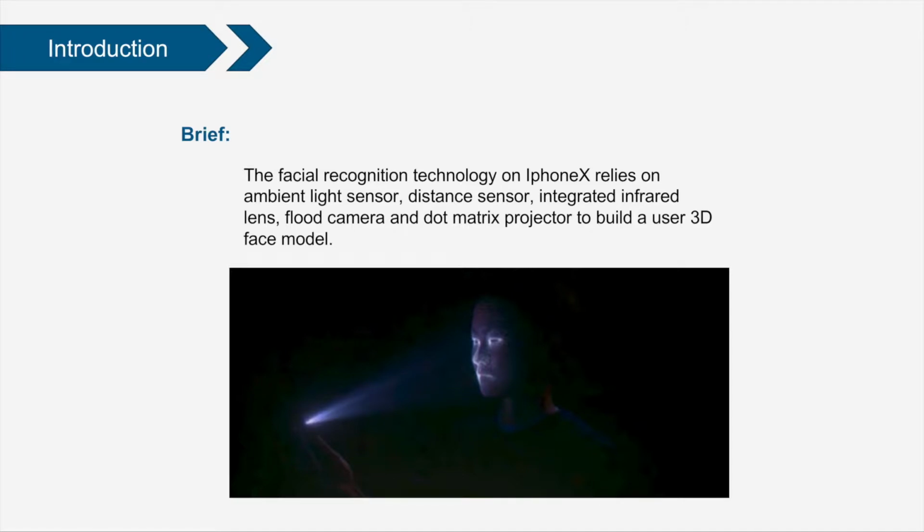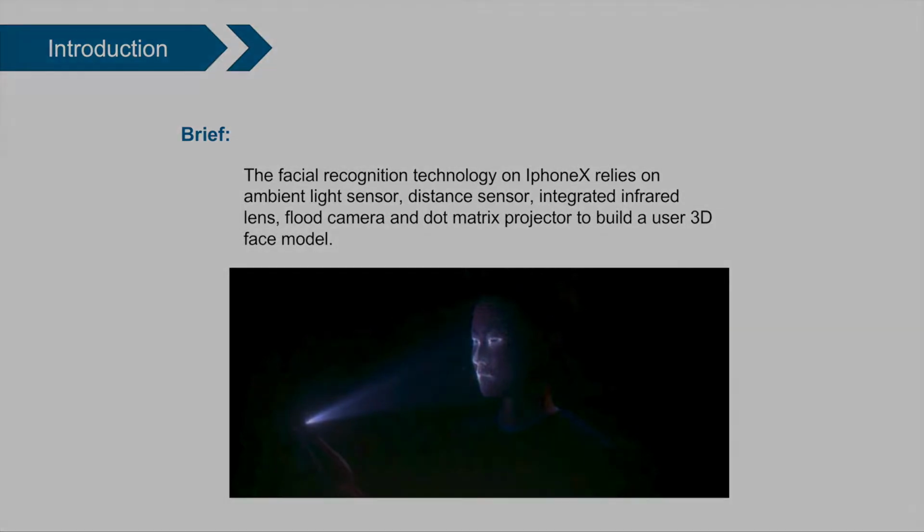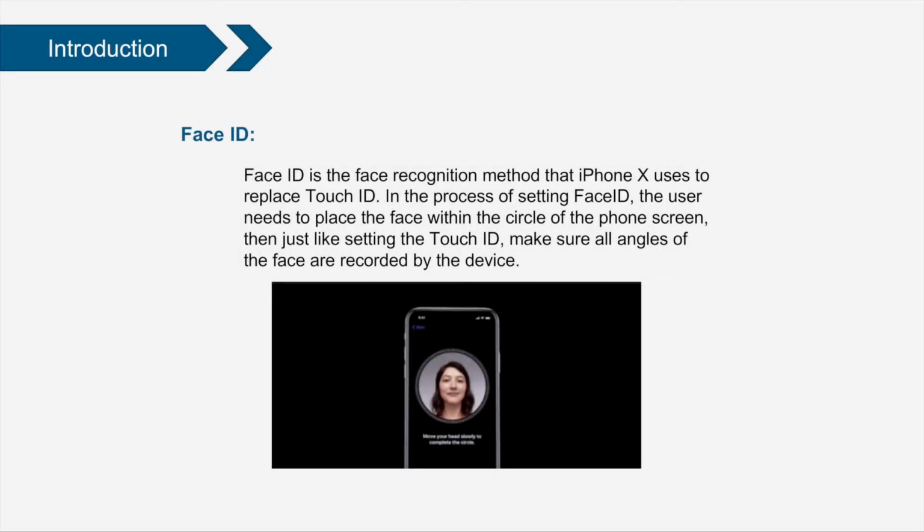The facial recognition technology on iPhone relies on an ambient light sensor, distance sensor, flood camera, and dot matrix projector to build a user 3D face model. The first application is Face ID. Face ID is the face recognition method that iPhone X uses to replace Touch ID.